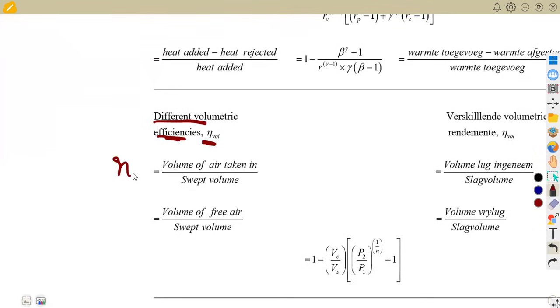So they are saying the volumetric efficiency is given as the volume of air taken in, which is the free air at free air conditions, which is our effective volume. That is the volume of free air over the swept volume. So this is our formula for the volumetric efficiency. The swept volume is there because that is what we want to calculate. Remember, this is what we want.